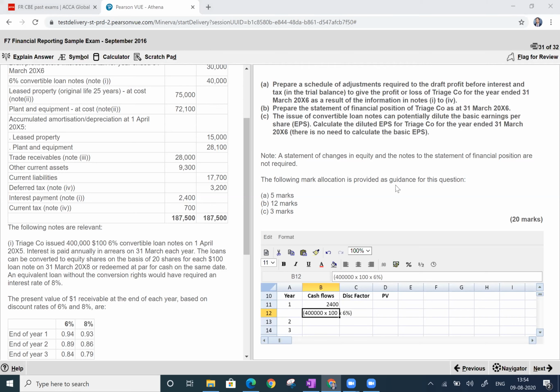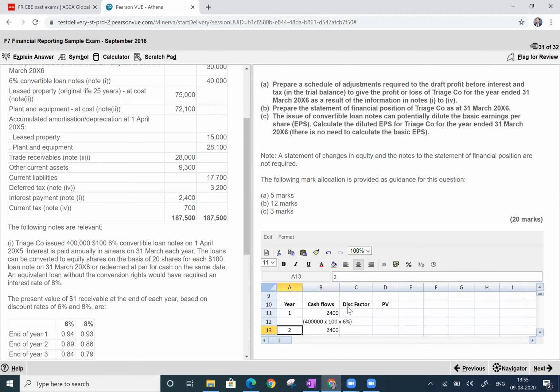2,400 converted in thousands. Second year also 2,400. Third year also the same 2,400. And at the end of the third year, you will also be repaying the 400,000 loan notes multiplied by 100, which gives the total value of the loan note. All the figures are in thousands, so divided by 1,000, that is 40,000.